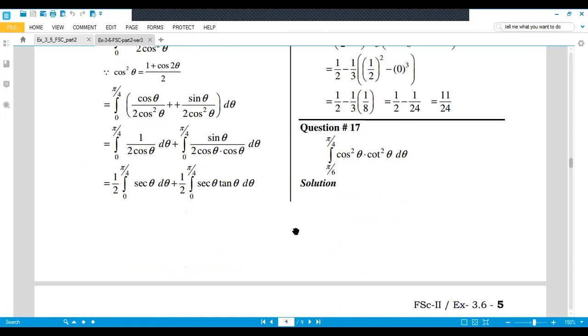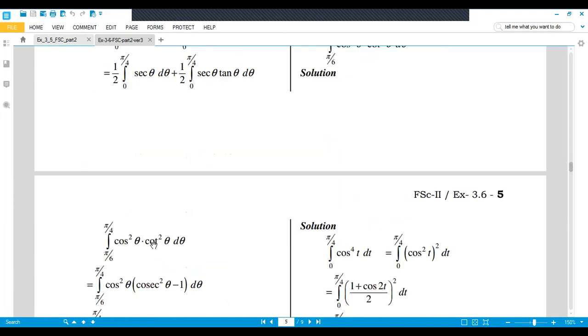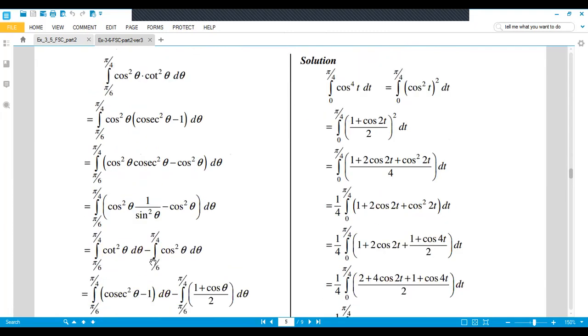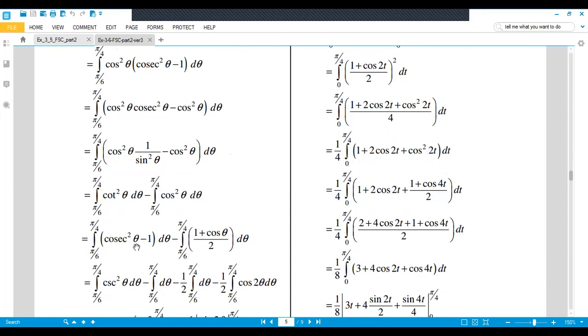Number 17, cos square theta cotangent square theta. So cotangent square theta, we write as cosecant square theta minus 1. So cos square multiplies with both, cos square theta cosecant square theta minus cos square theta. So cos square theta cosecant is 1 over sine square theta, which is equal to cotangent square theta. So cotangent square is cosecant square theta minus 1, and cos square theta is 1 plus cos theta divided by 2. So cosecant square integral, 1 integral, and here 1 over 2 integral and cos theta over 2 integral.